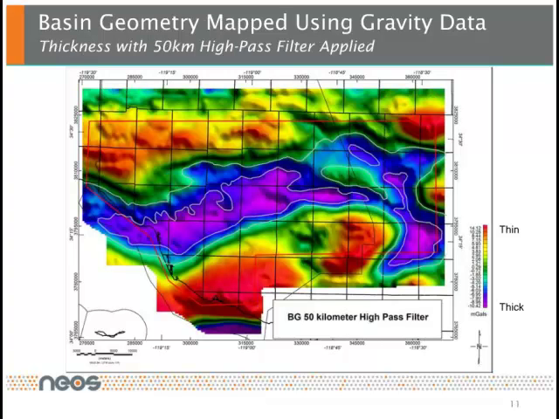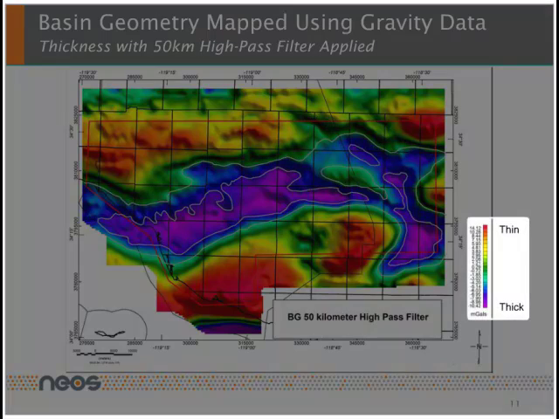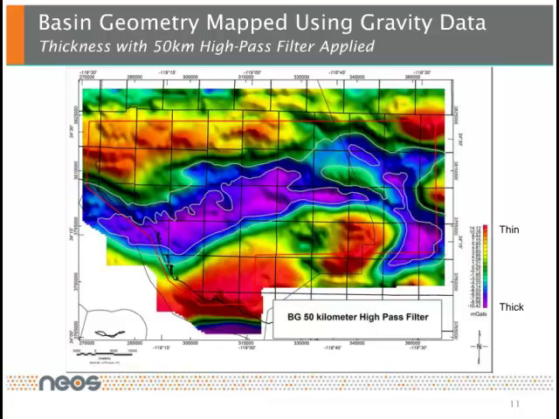High-pass filtered gravity data was used to identify the outline of the basin and intra-basin variations with depth, as seen in this slide. Here, cool colors are thicks and hot colors represent thins.